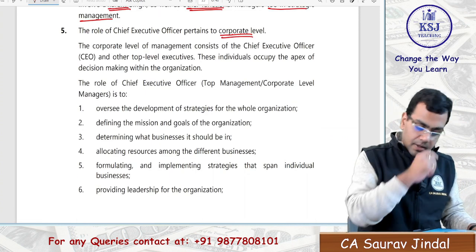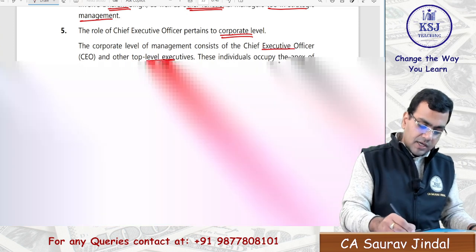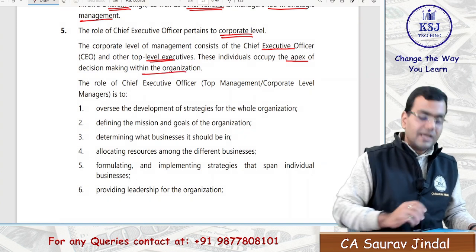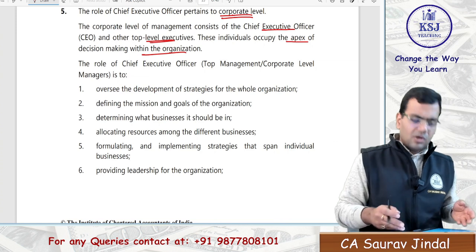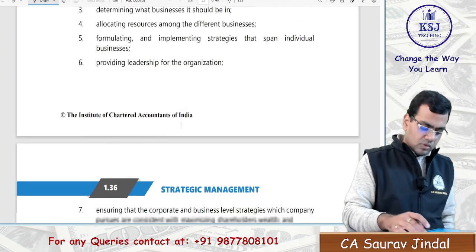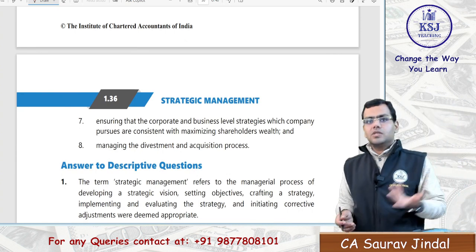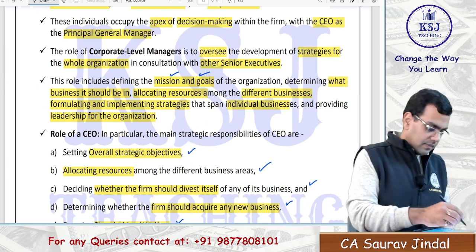Corporate level, the corporate consists of the chief executive officer and the other top level executives. These individuals occupy the apex decision making within the organization. The role of the CEO is to oversee the development of strategies, and 5-6 points are more than sufficient, right? 8 points they have given. You can frame all these points. There is nothing difficult in that. Fine, sir.